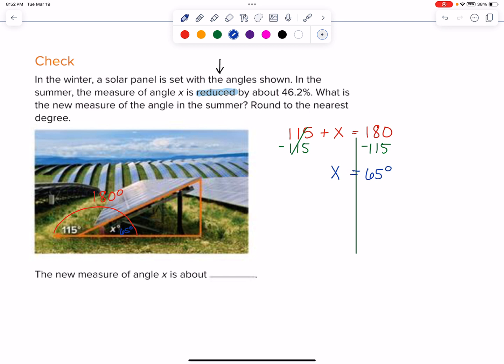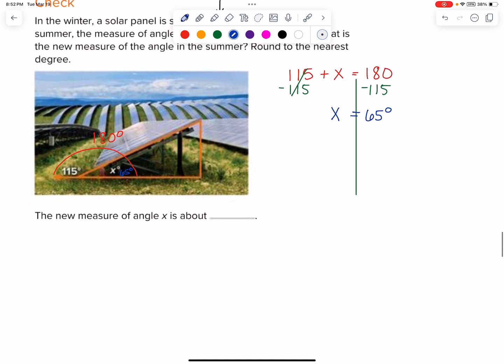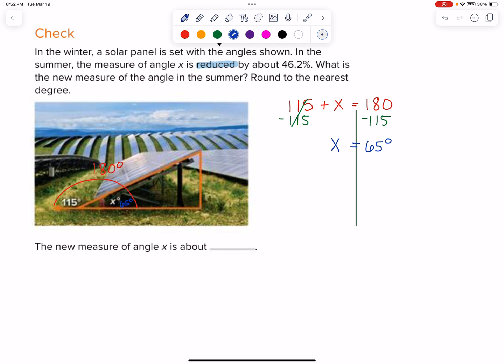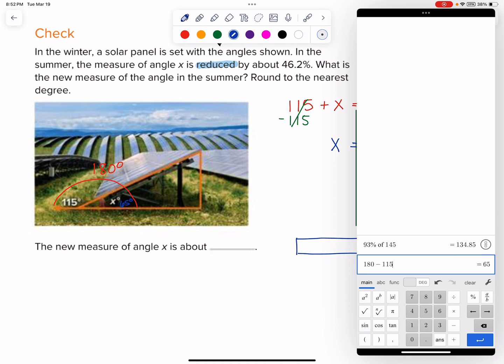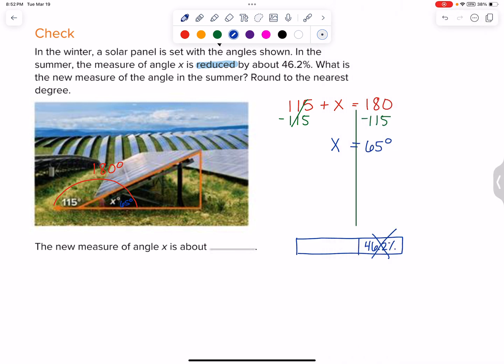The question, though, doesn't ask what is x. They're saying we want to reduce it by 46.2%. Again, you have to understand what's going on with percentages. If we're taking out of 100%, we're cutting away 46.2%. We're removing that from the 65. If we're removing that, what is the leftover amount? Let's figure that out: 100 minus 46.2. So the leftover amount is 53.8%.